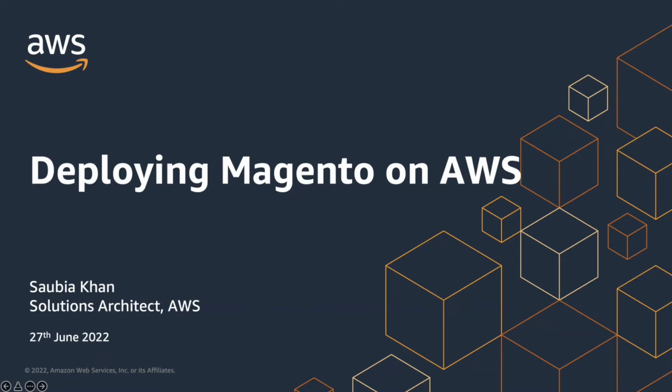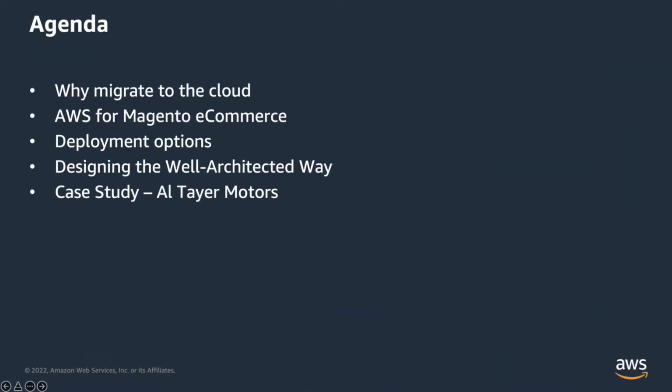With that, let's go over the agenda. We'll discuss a few key points as to why customers choose to migrate to the cloud, why AWS for Magento e-commerce, and what deployment options are currently available for customers who are starting a little bit new on their e-commerce journey. We'll touch upon designing the well-architected way as a complement to what Faiz was speaking about earlier, and we'll discuss a case study.